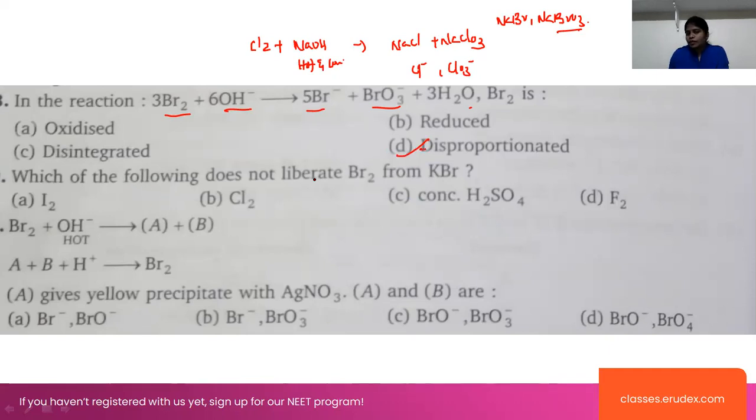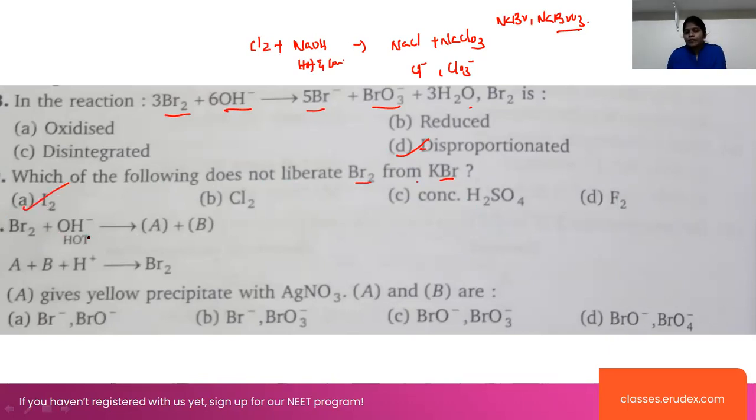Now look at which of the following does not liberate bromine from the KBr solution. In this case, generally chlorine will displace the bromine from KBr, right? And fluorine will displace bromine, but not iodine here, because iodine is the less electronegative element and can't displace the bromine from KBr. So the correct one is I2 here.